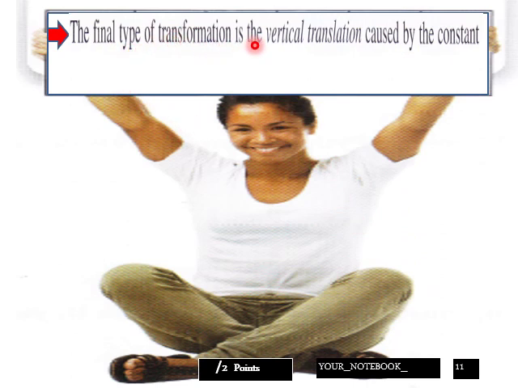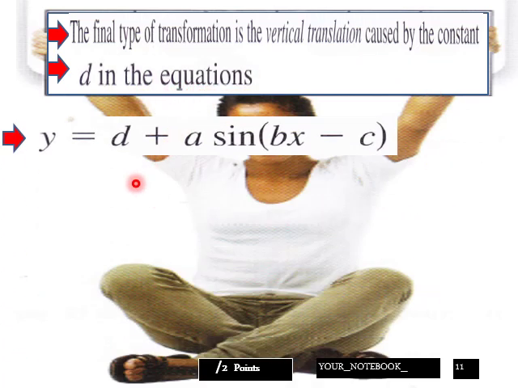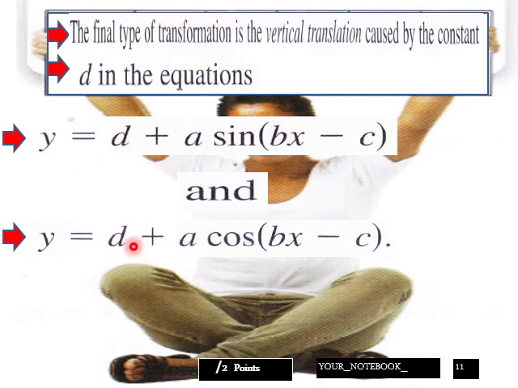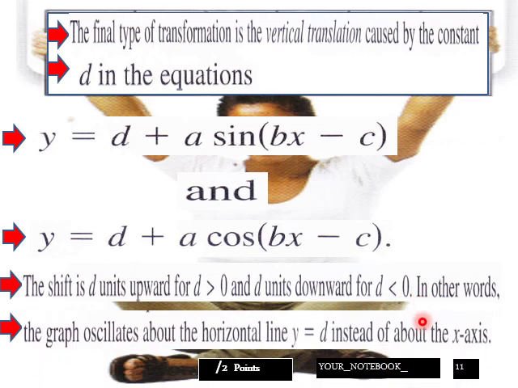The final type of transformation is the vertical translation caused by the constant d in the equation. So y equals d plus a sine quantity bx minus c, and y equals d plus a cosine quantity bx minus c. The shift is d units upward for d greater than 0, and d units downward for d less than 0. Students, this goes in your notebook. In other words, the graph oscillates about the horizontal line y equals d instead of about the x-axis.